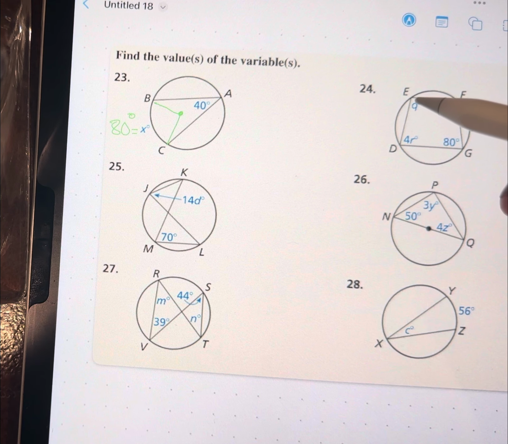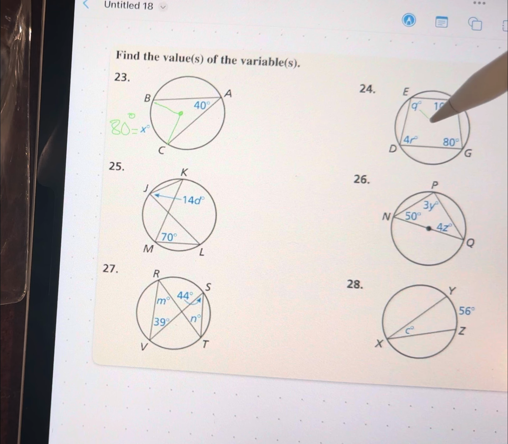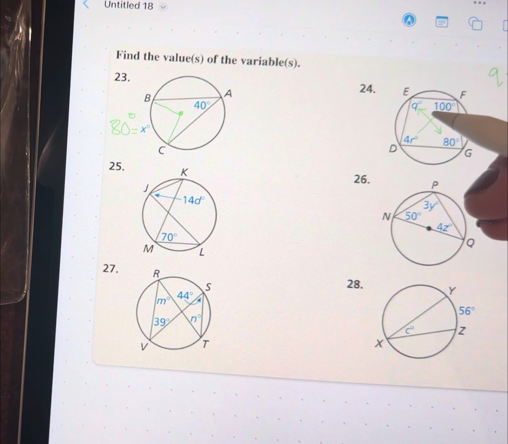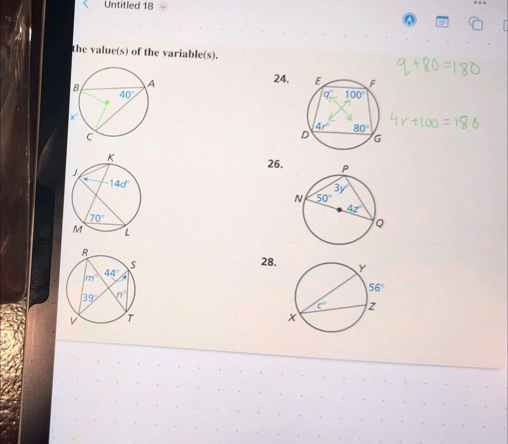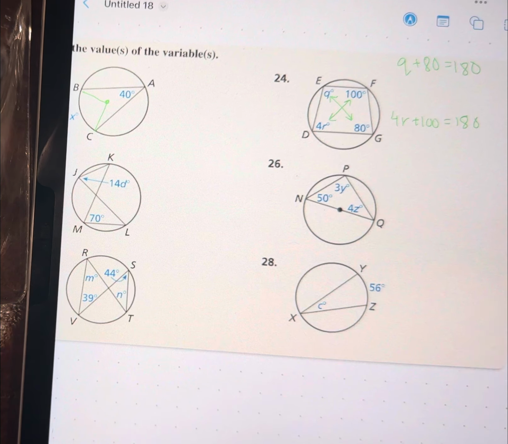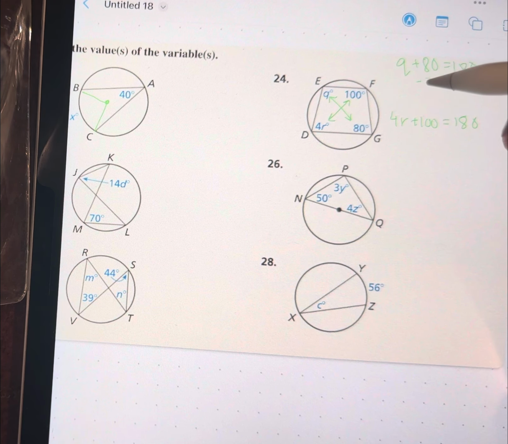In number 24, we have a 4-sided shape, a quadrilateral inscribed in a circle. When that happens, opposite angles add to 180. So Q plus 80 equals 180. And 4R plus 100 equals 180. Okay. So finding the value of each variable, if I subtract the 80, I get that Q equals 100.